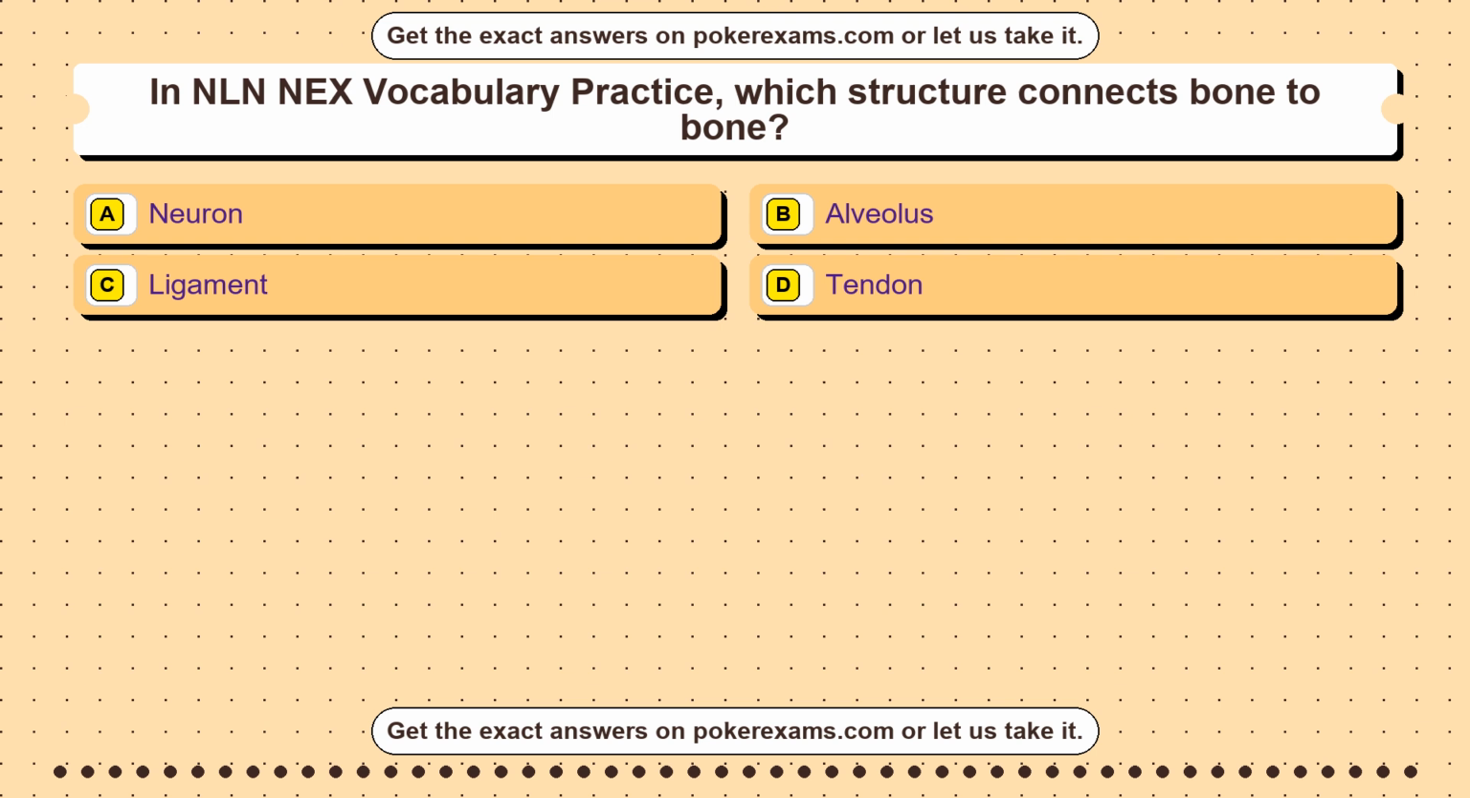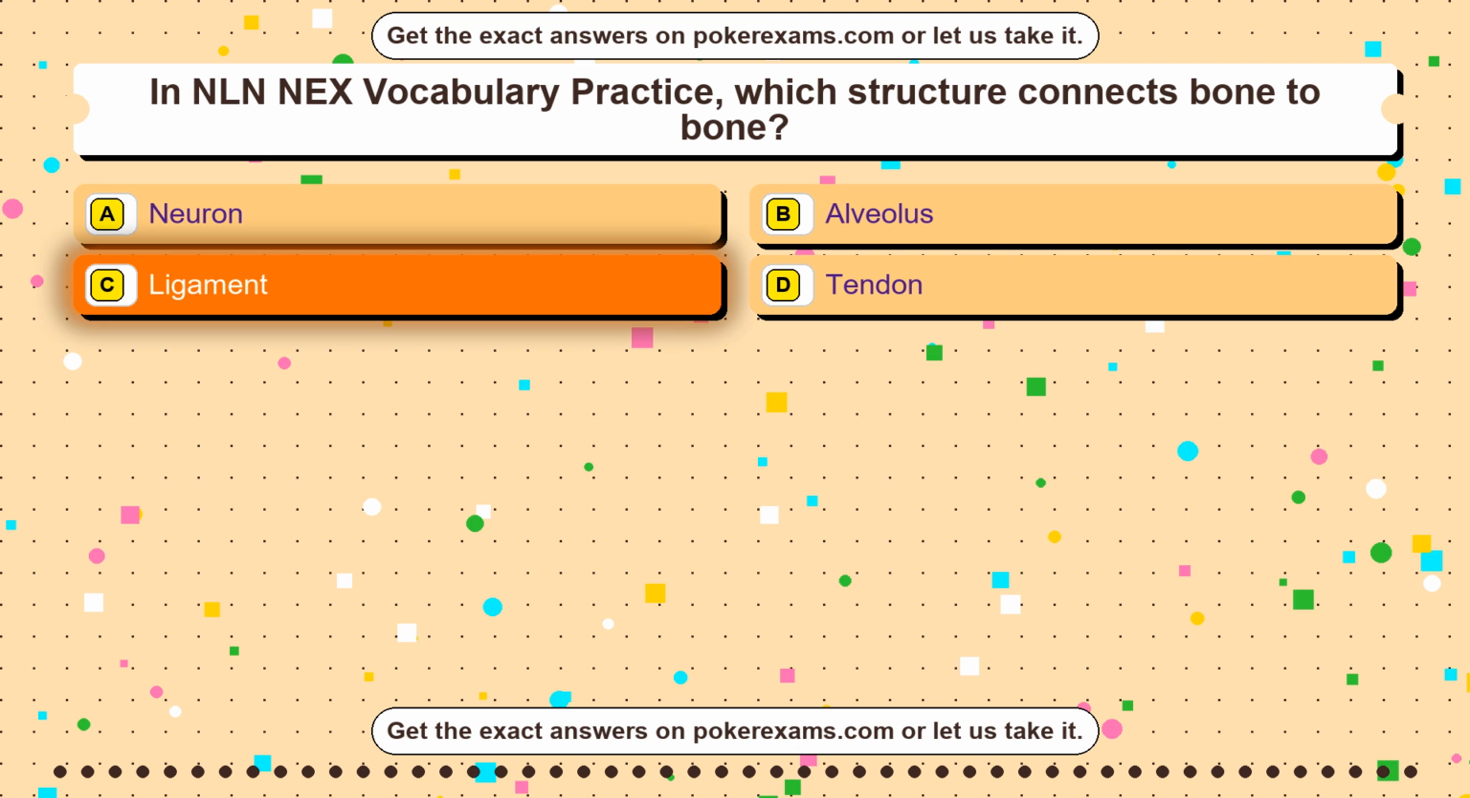Question 3. In GED test prep, which word best replaces very big? Option A, weak. Option B, brief. Option C, enormous. Option D, tiny. The correct answer is option C.